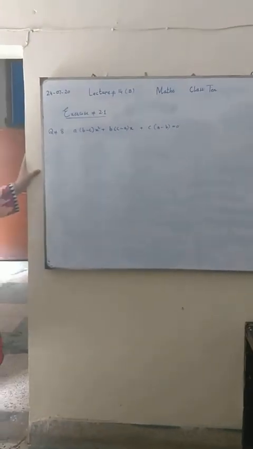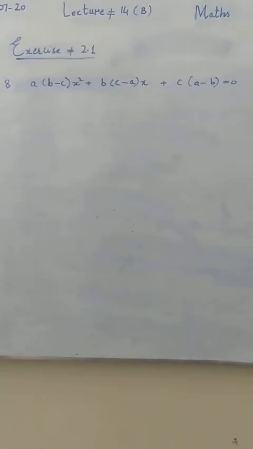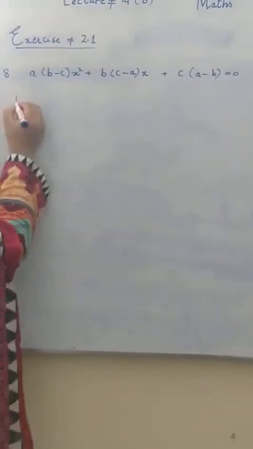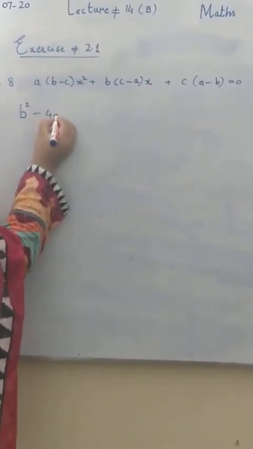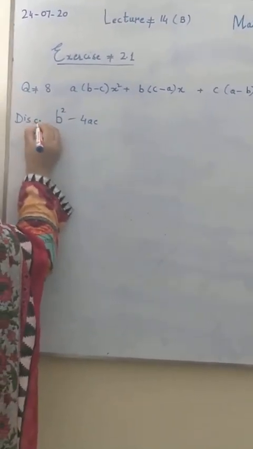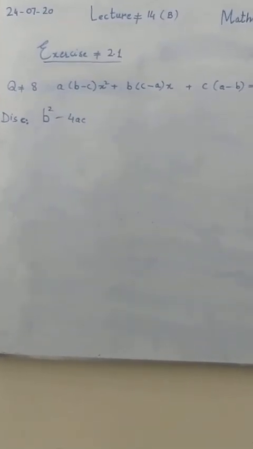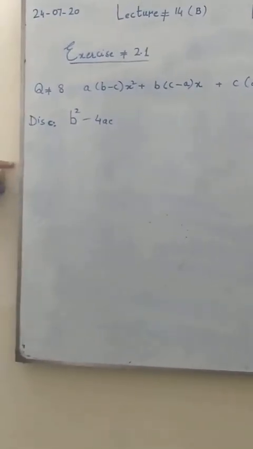In this question, question number 8, you have to show that the roots of this equation are rational. The question is, show that the roots of this equation are rational. You know very well, to show the roots are rational, you have to show that the discriminant, that is b square minus 4ac, is positive and perfect square. So first of all, we will find the discriminant.